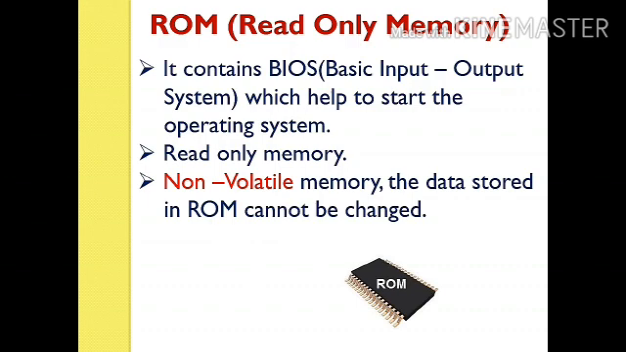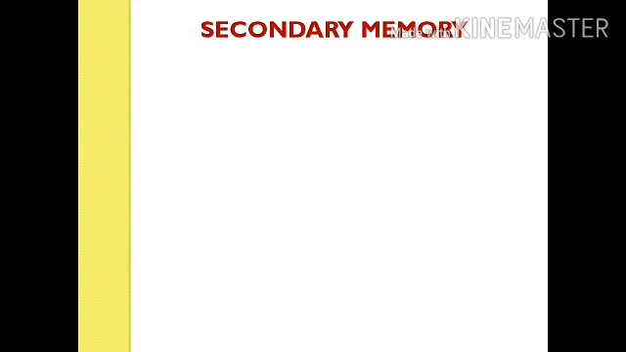So what is ROM? ROM stands for read-only memory, and it contains the BIOS, that is the basic input-output system, which helps to start the operating system. And it is a read-only memory, and it is non-volatile memory, that is, data stored in ROM cannot be changed. Now we are moving to the next section, that is secondary memory.